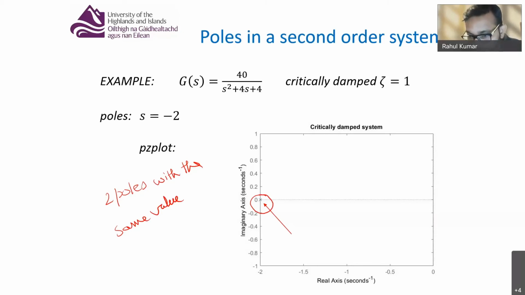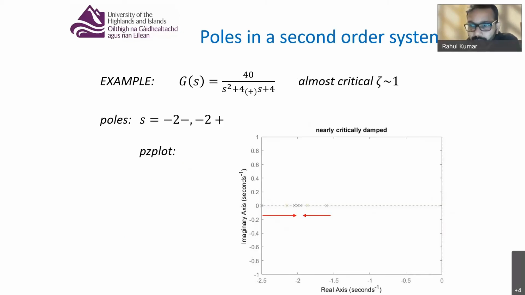To demonstrate this, in the next example over here, I have taken a value slightly greater than 4, right? Something like 4.001. So in that case, my system will be almost critically damped, or I can say it will be slightly overdamped. So in that case, I will get two values of pole. One of the poles will be slightly smaller than minus 2 and the other one will be slightly greater than minus 2.